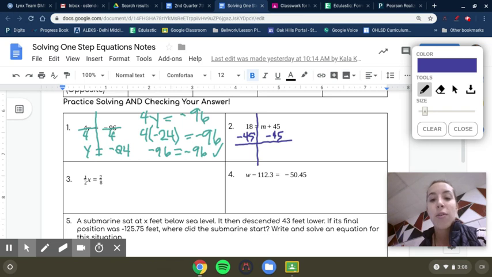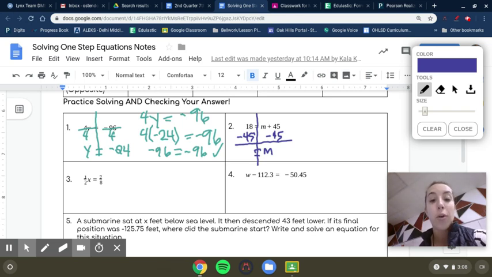Adding 45 and taking away 45 cancel each other out and create a 0, or those are additive inverses. They're adding opposites, which create 0, leaving us with just M on this side. So M will be equal to whatever our value is on the left side.